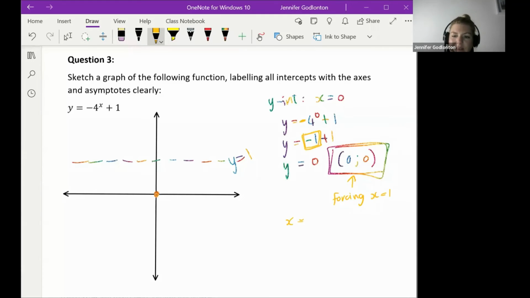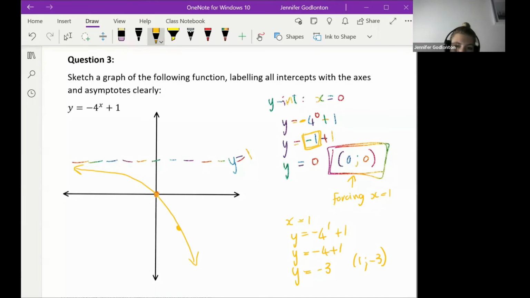So I'm now going to make x equal to 1. So I'm going to say y is equal to negative 4 to the power of 1 plus 1, which means y is equal to negative 4 plus 1, y is equal to negative 3. So when x is 1, y is negative 3. And then we just draw in our beautiful little graph. And we label 0, 0, 1, negative 3. And we're done.